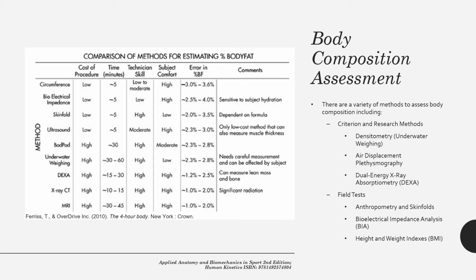The lab tests are criterion or research methods. These include densiometry or underwater weighing, air displacement plethysmography, and dual X-ray absorptiometry, or DEXA. Our field tests are going to include anthropometry and skin folds, BIA or bioelectrical impedance, and height and weight indexes, or what you're most familiar with, the BMI.